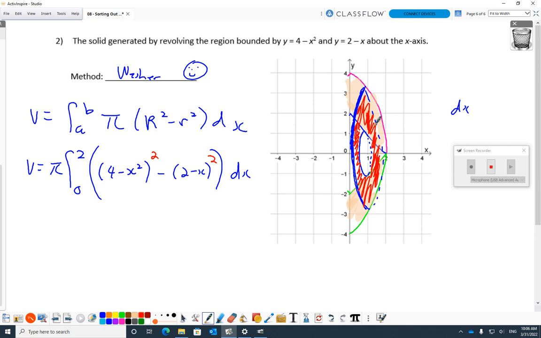You almost need the bundt cake picture again in your mind to go, each level of the bundt cake is a circle. If I cut the bundt cake this way, everybody would get a circular washer piece of cake with some depth, depending on what depth I did. And that depth is the dx. Yeah. Does that help?